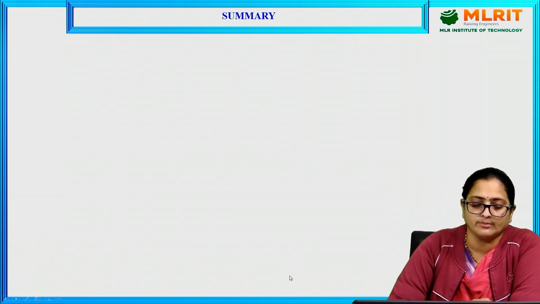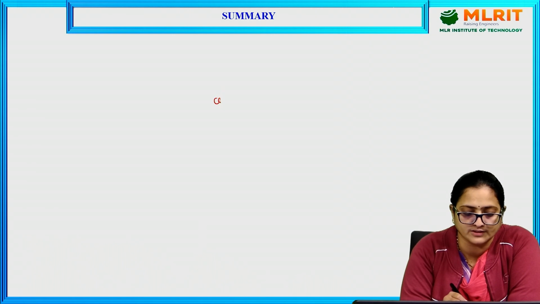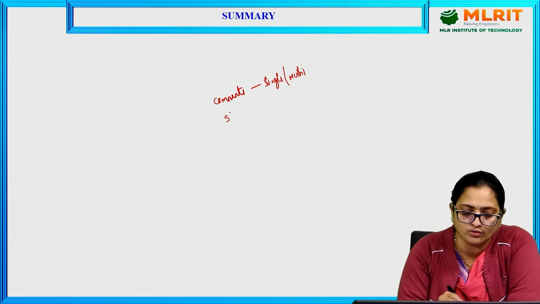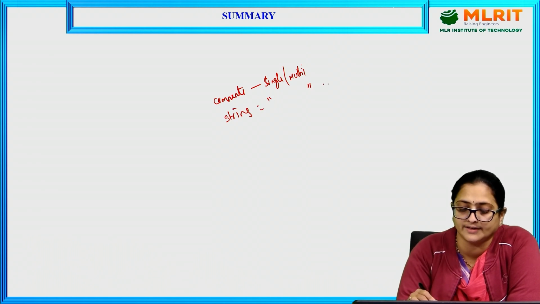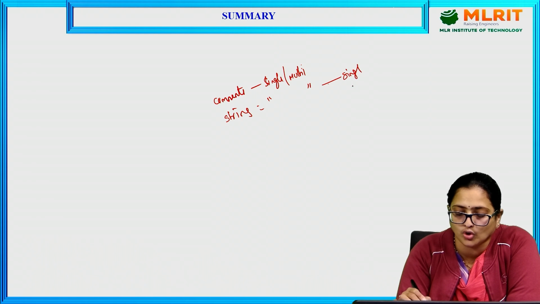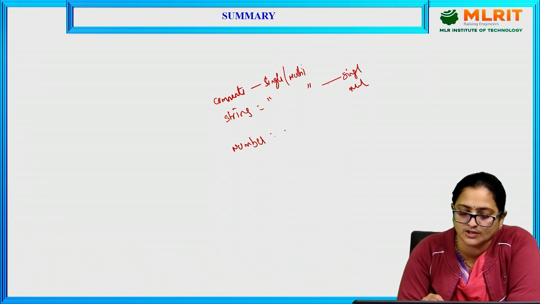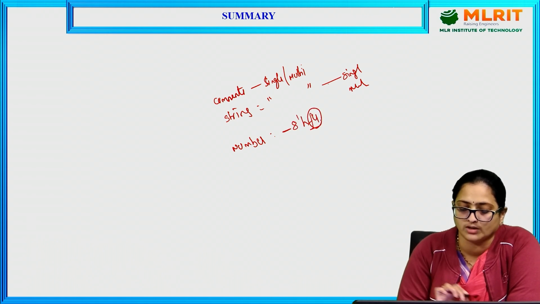So, summary. Here I have discussed comments. There can be a single line comment or a multiple line comment. Next, I have talked about strings, which are given in double quotes and can be read in a single line, not in multiple lines. And the numbers, which can be represented with the signed bit, the length of your number, the base of your number, and the number which you want to represent.